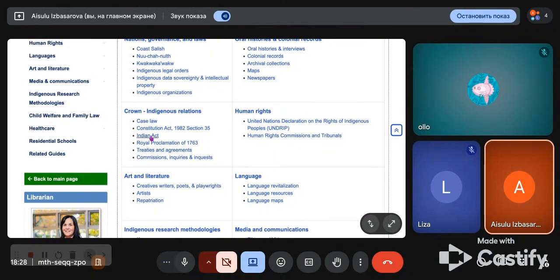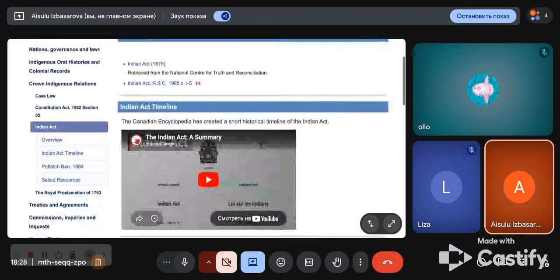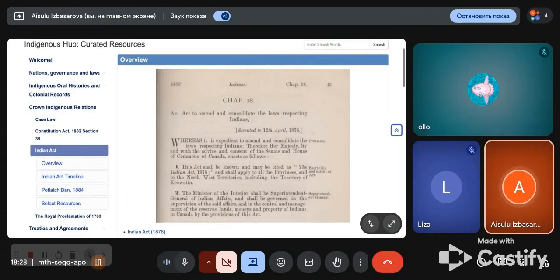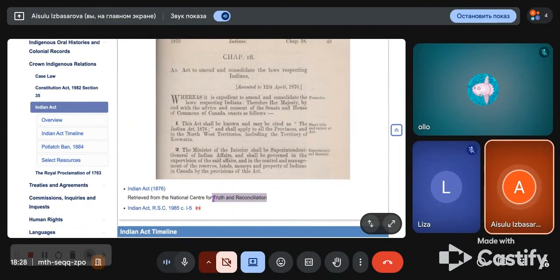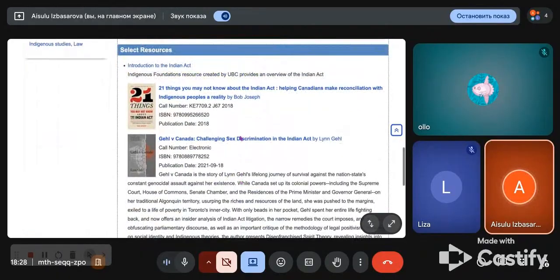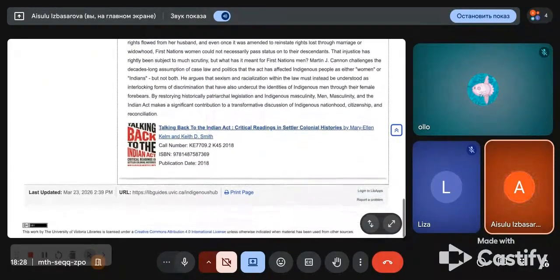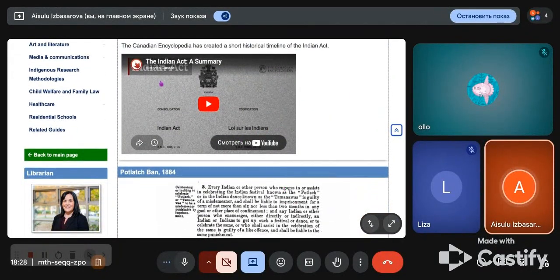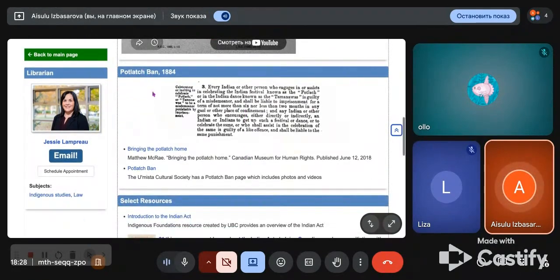Now let's talk about the Indian Act, right? You just click here and it shows you the real document basically, from the Truth and Reconciliation Commission of Canada. So here are some select resources that you would also read about in the video here, a summary behind the Indian Act. Also, we have the potlatch ban here that we also talked about.